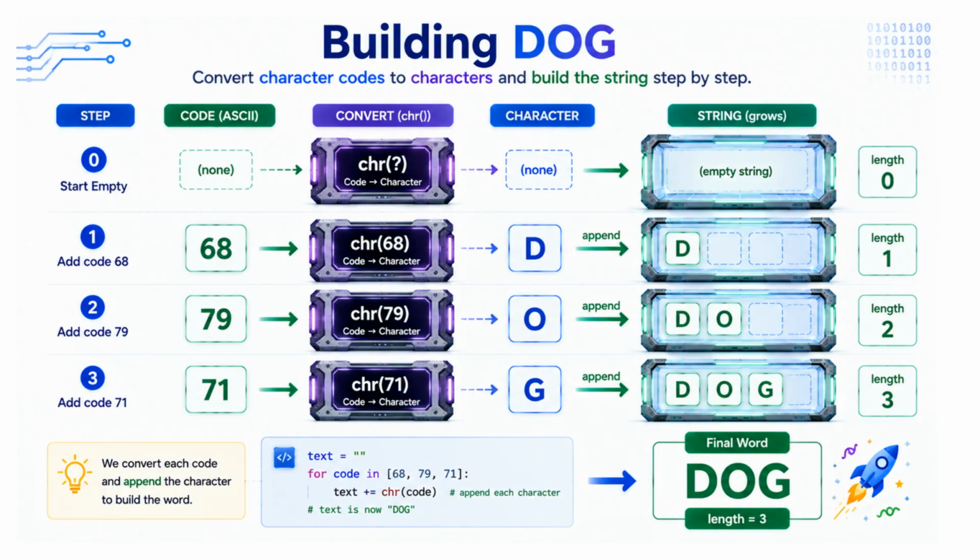Now the length is 1. Next, we take code 79. CHR 79 gives us O. We append it, and the string becomes DO. Finally, code 71 becomes G. We append G to the end, and now our completed string is dog. So the codes 68, 79, 71 can be converted into characters and combined to reconstruct the word dog.